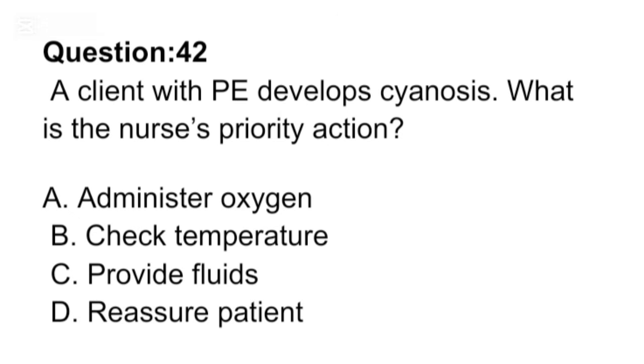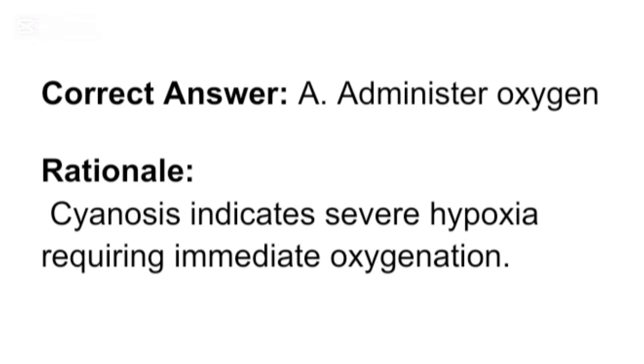Question 42. A client with PE develops cyanosis. What is the nurse's priority action? A. Administer oxygen. B. Check temperature. C. Provide fluids. D. Reassure patient. Correct answer, A. Administer oxygen. Rationale. Cyanosis indicates severe hypoxia requiring immediate oxygenation.